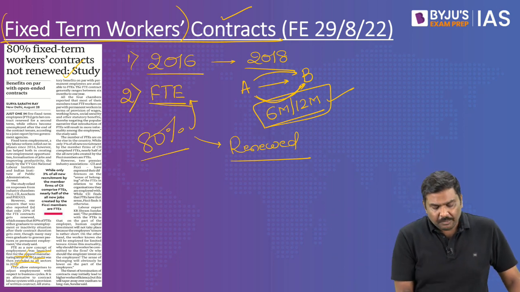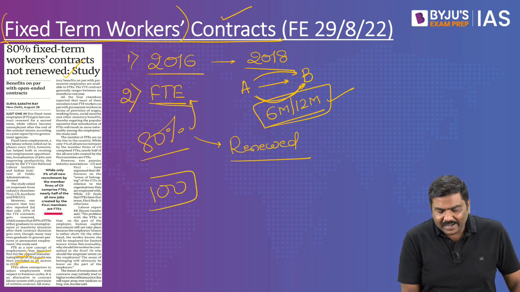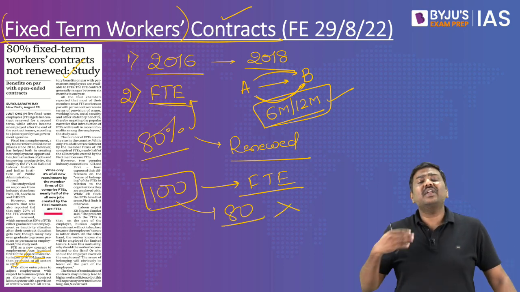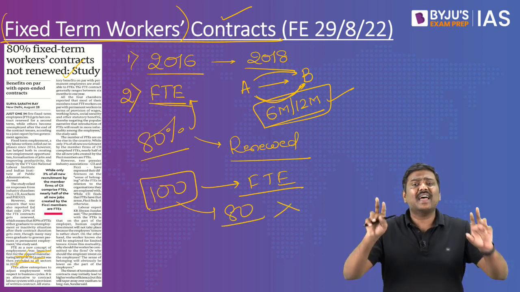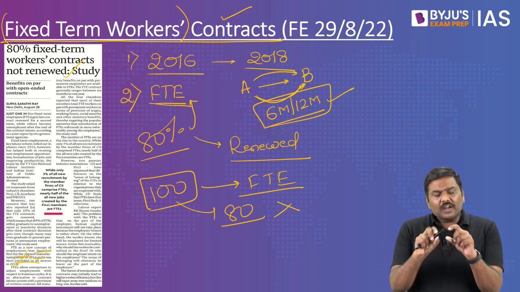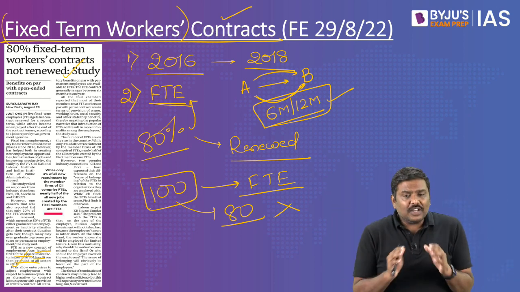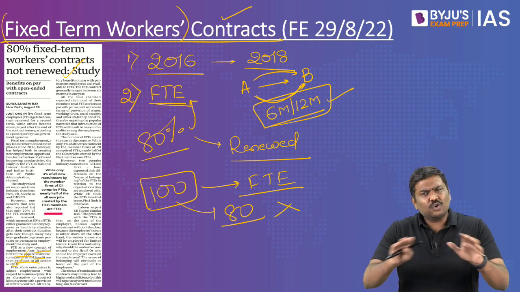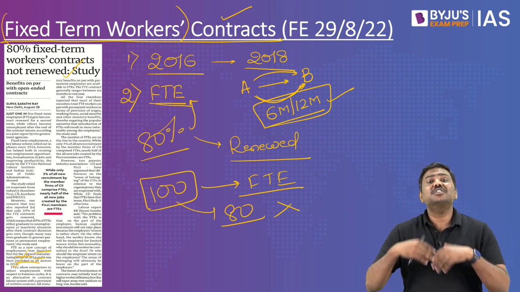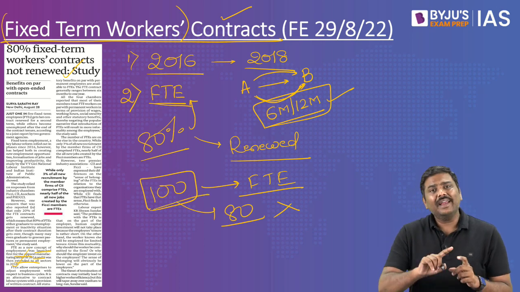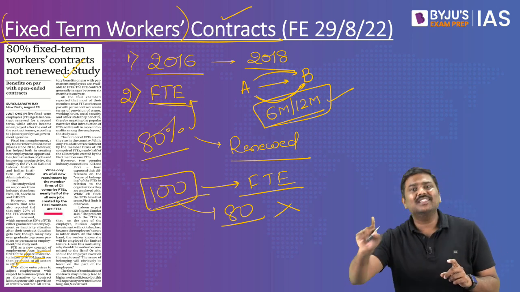Meaning what? Imagine there are 100 people who have signed the FTE contract. Out of that, 80 people's contracts are not renewed after, let's say, 6 months or 12 months as per the contract. If the contract is for 6 months, after 6 months the contract is not renewed. If the contract is for, let's say, 12 months, after 12 months the contract is not renewed. Which means after the term of the contract, these people end up not having a job or losing the job.